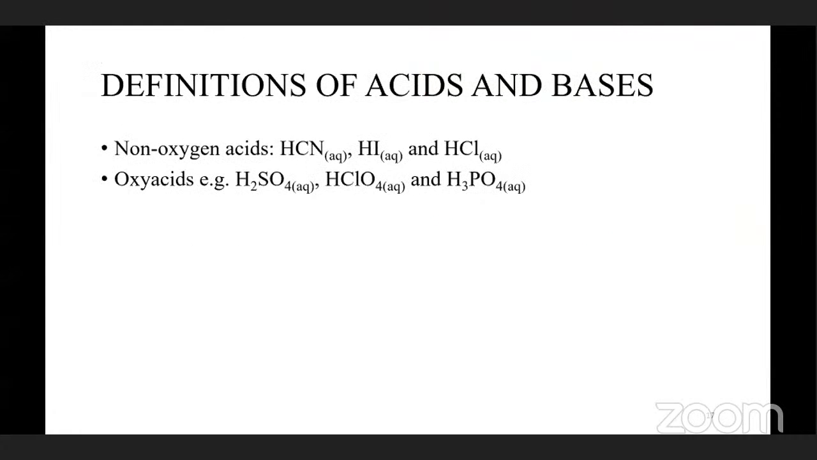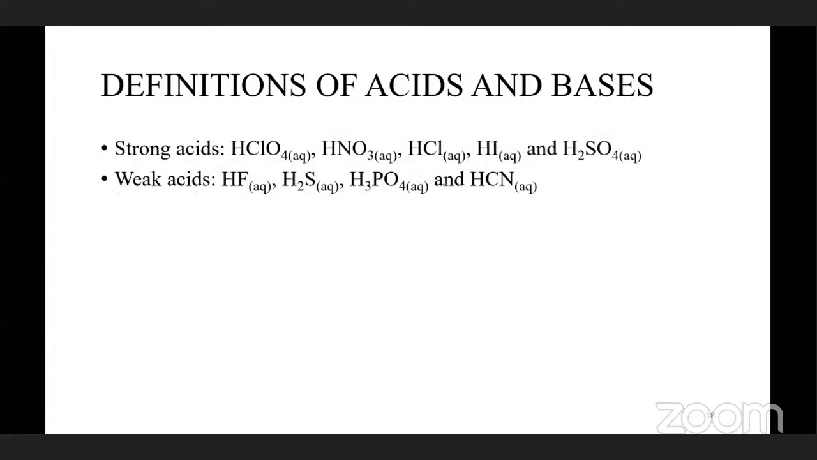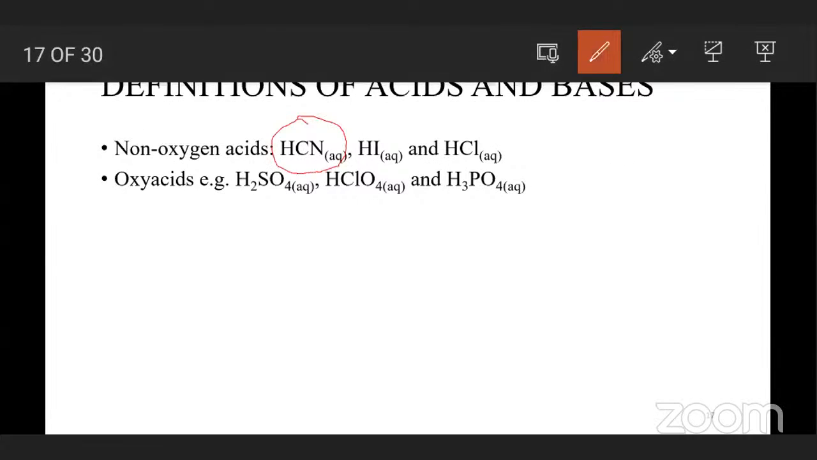Let's take a step further. We have already given examples of non-oxygen acids. We have the hydrogen cyanide, that's HCN. We have the hydroiodic acid, that's HI. We have the hydrochloric acid. Those are non-oxygenous acids. You may just want to copy them down, but you already have them on the lecture slides, which have been uploaded on your LMS page.